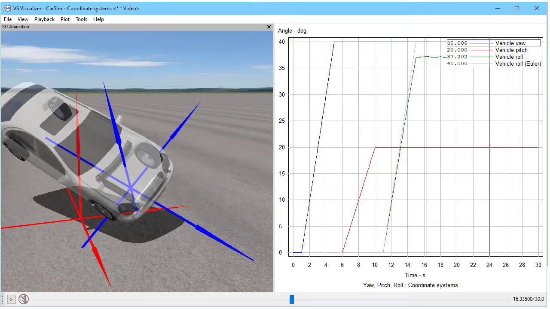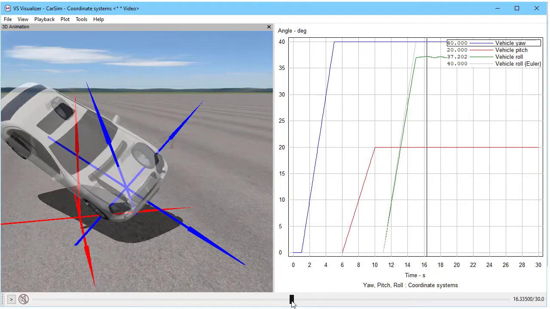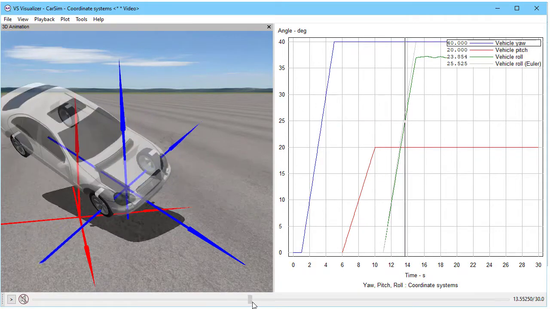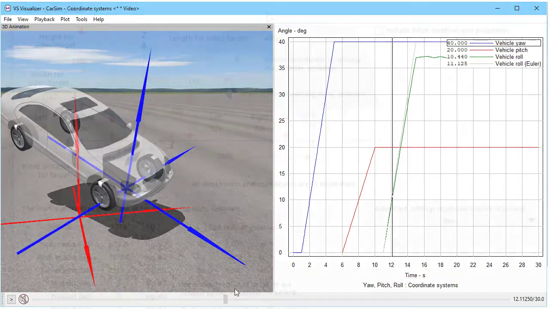Notice in the plot up here that we have vehicle roll and Euler roll. Euler roll is what we just saw about the x-axis of the vehicle. The non-Euler roll is the angle you would get between the y-axis and the ground, and they're not the same. The angle to the ground is a little bit less.